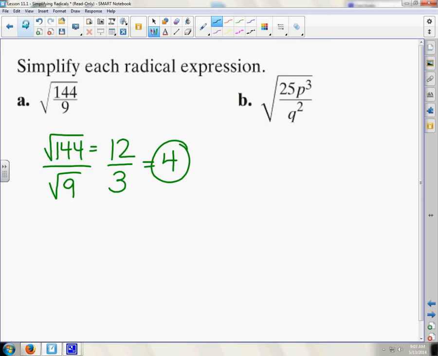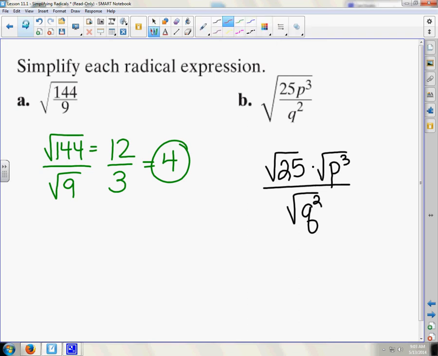Now this one is not so much. So if I break this up, I'm going to rewrite it, and I'm going to write the square root of 25 times the square root of p to the 3rd all over the square root of q squared. Okay, so these two I can immediately cross off because they both simplify. This becomes 5 and the numerator becomes q.